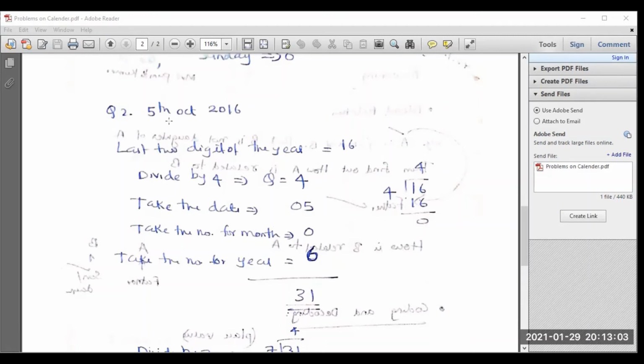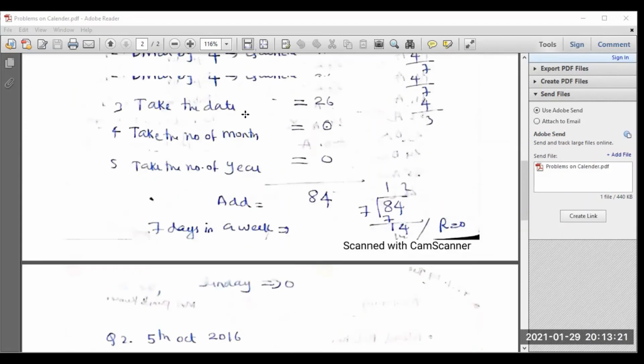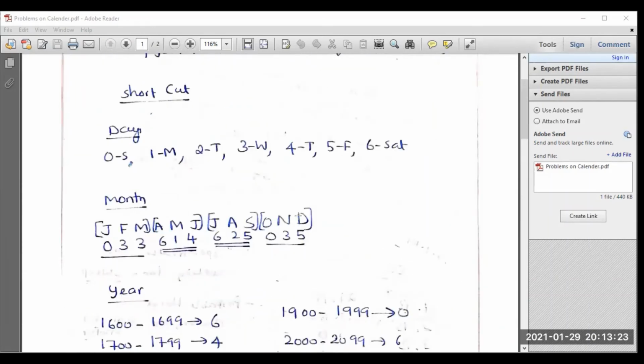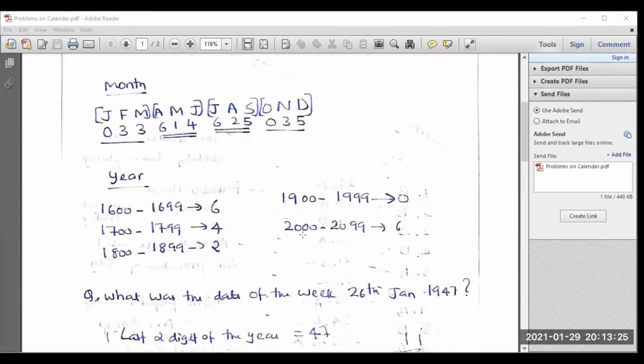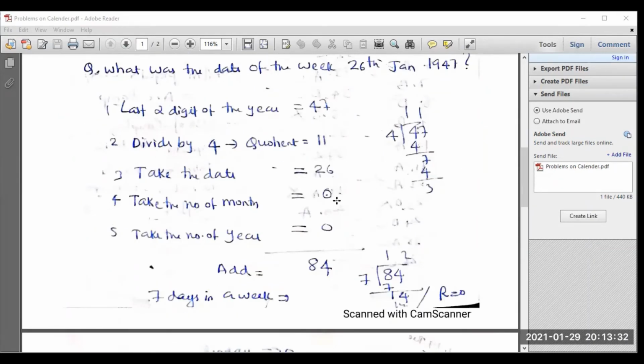Then take the date. What is the date? 5th, 05. Let me write 05. Take the number corresponding to October month. October month means the value will be 0. So take the number corresponding to the year 2016. That actually lies between 2000 to 2099. The code is actually 6. If you want, you can verify once, because we are practicing right now. See, 2000 to 2099, that is 6. The number corresponding to October month is 0. Same thing I have written over here.